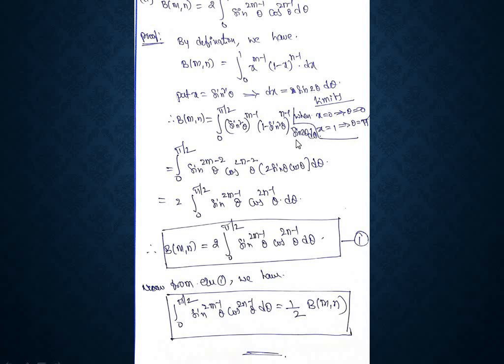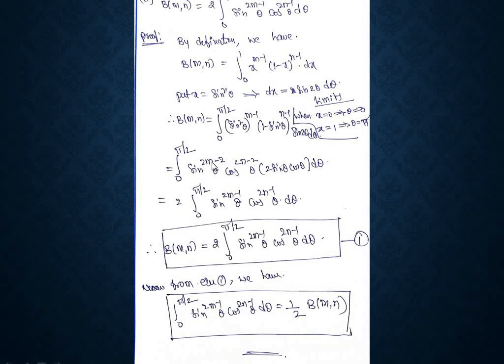Simply we are substituting. Now see here, I am writing the powers: sine power 2m minus 2 theta, and 1 minus sine square theta is cos square theta. So cos square theta whole power n minus 1 means cos power 2n minus 2 theta. And you know that sine 2 theta d theta is nothing but 2 sine theta cos theta d theta. So here one sine theta is there, and sine power 2m minus 1.